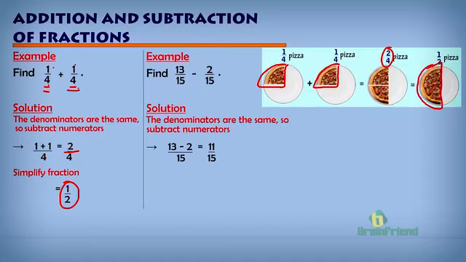Next, let's look at this other example. 13 over 15 minus 2 over 15. Quickly again, take a look at the denominator. 15 and 15 are common to both fractions. So we can simply do the subtraction here by saying 13 minus 2, which is 11, all over the common denominator 15. 11 over 15 is our answer because it cannot be further simplified.